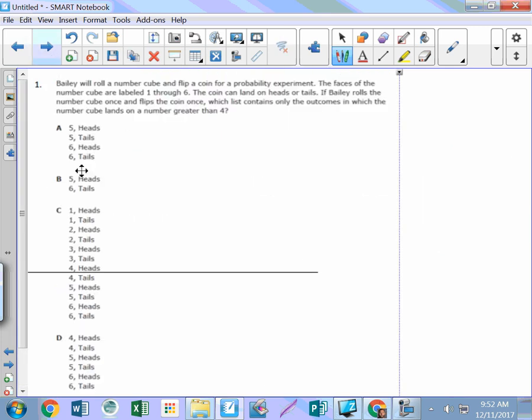All right, moving on. On the first page of the review, Bailey will roll a number cube and flip the coin for a probability experiment. The faces of the number cube are labeled 1 through 6. The coin lands on heads or tails. If Bailey rolls the number cube once and flips the coin once, which list contains only the outcomes in which the number cube lands on a number greater than 4? So that means it can land on a 5 or a 6.